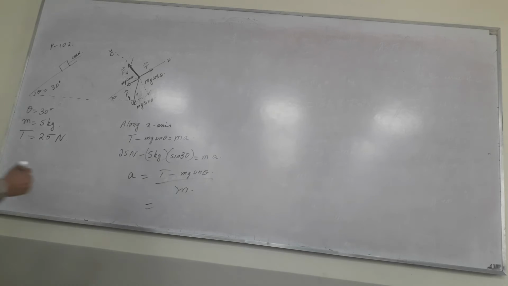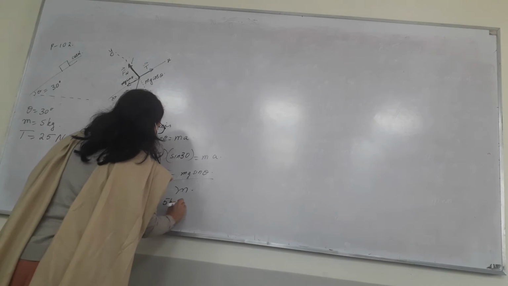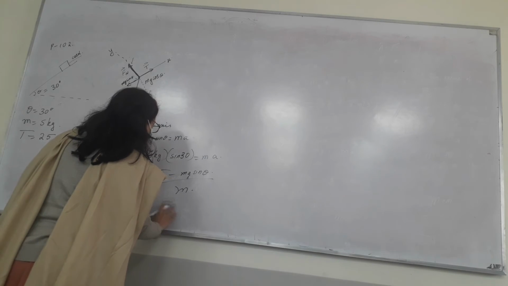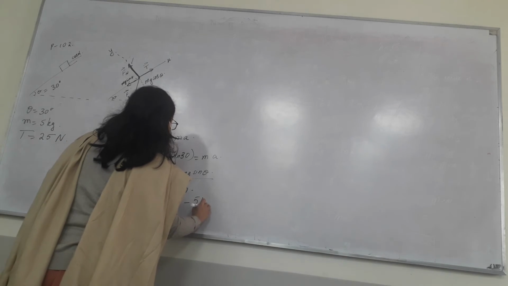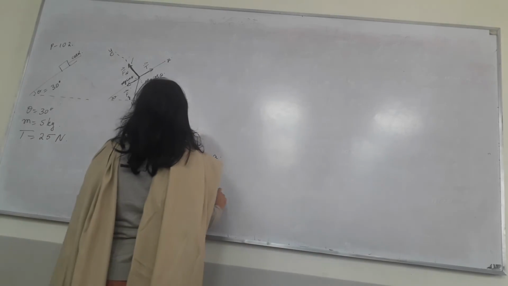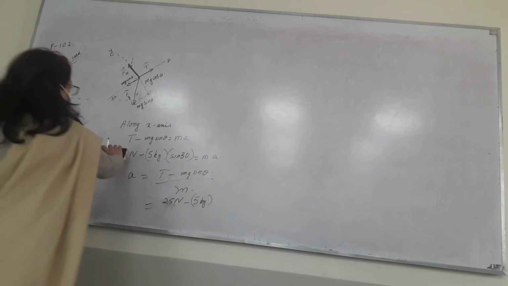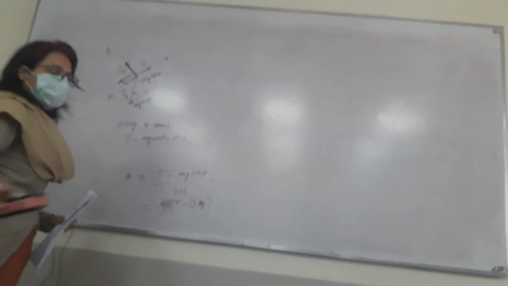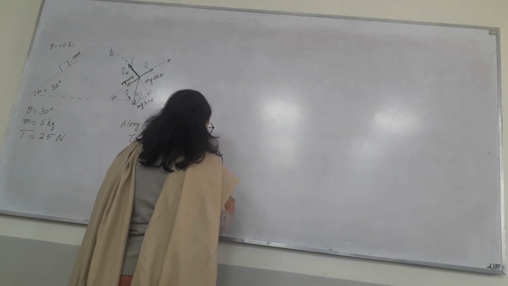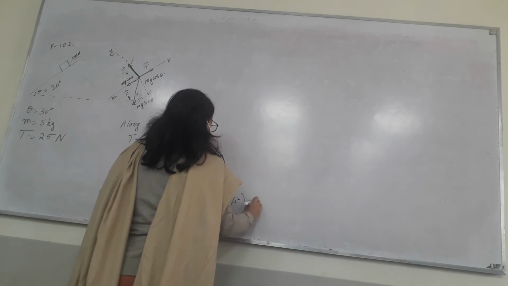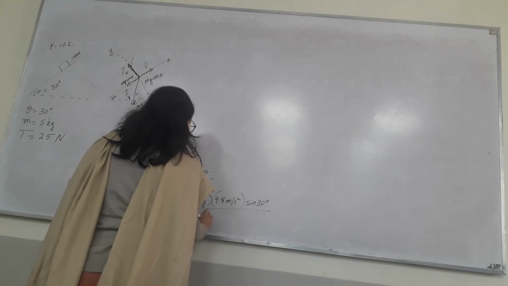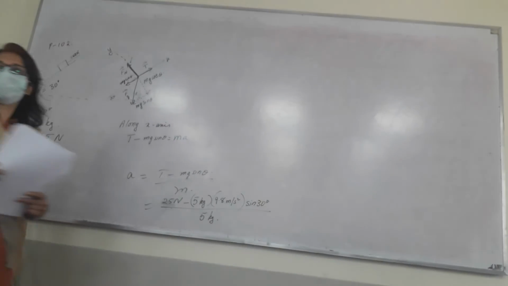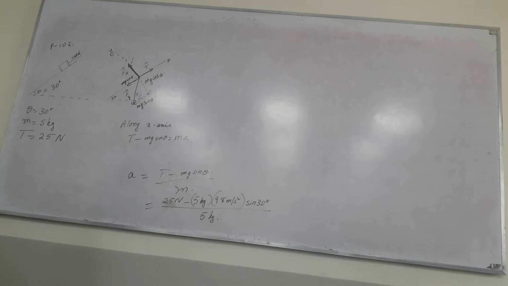So what will be the answer? It will be 5 kg. No, sorry, this is 25 newtons minus 5 kg multiplied by, let me erase this one. Let's do it like this. So this is 9.8 meters per second squared. This is sine 30 degrees divided by m, which is 5 kg. So what's the answer? Please calculate this.